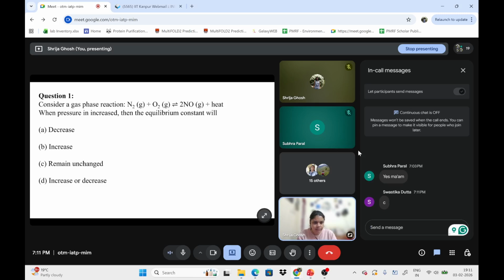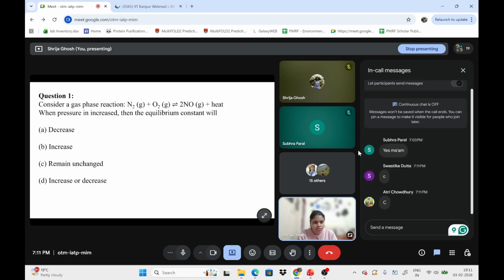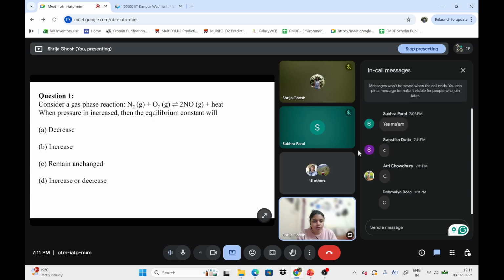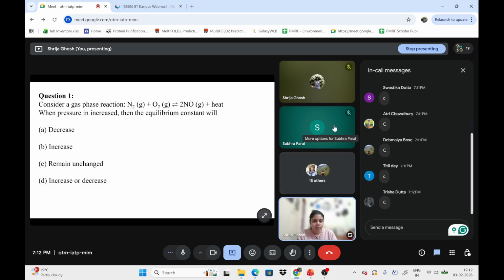I have one answer in the chat box by Swastika. She says option C. All of you write the answers. Okay, I have 4 answers now. Requesting everyone to write.